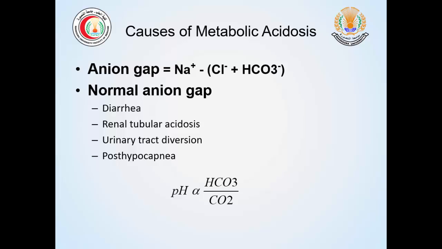What are the causes of metabolic acidosis due to normal anion gap? Any cause that can result in loss of bicarb, such as diarrhea, renal tubular acidosis, urinary tract diversion, and post-hypokalemia.